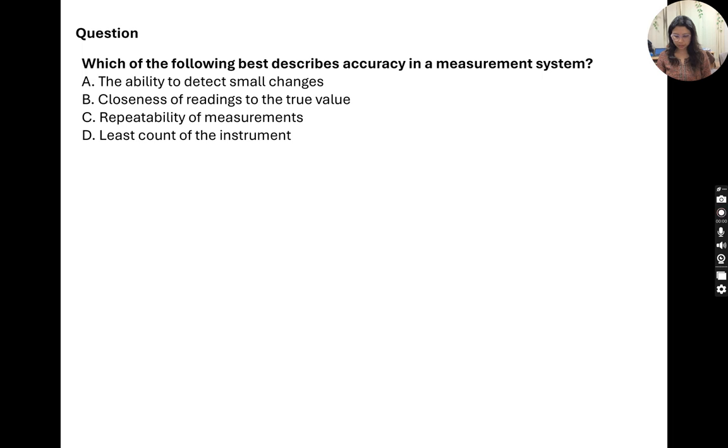I'm expecting some answers. You guys can answer whether it's A, B, C, or D.